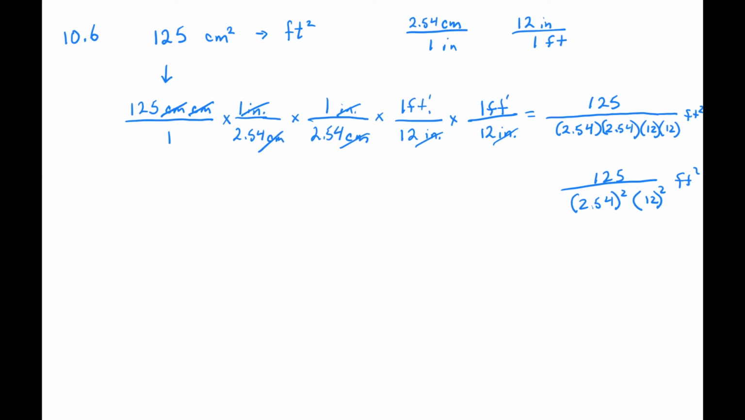So that's foot squared at the end, which is what we were supposed to go to, centimeter squared to feet squared. And we did that. And so your answer ends up being 125 divided by 2.54 times 2.54 times 12 times 12. Or you could write it as 125 over 2.54 squared times 12 squared, feet squared. This is as far as you really want to go because the answer is going to be a decimal, like a non-repeating, non-terminating decimal. You're not going to get a solution. It's not going to be 5. It's going to be just this big long decimal.